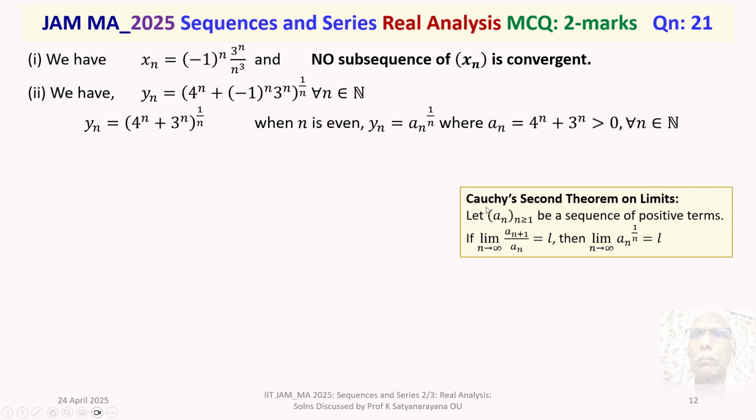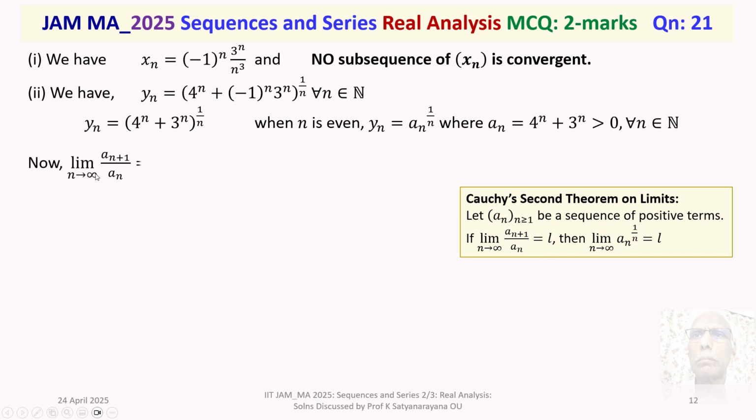For this, I remember Cauchy's second theorem on limits. This result says, let an be a sequence of positive terms. If the limit as n tends to infinity of a(n+1)/an is L, then the limit as n tends to infinity of an^(1/n) is also L. So we want the limit of an^(1/n). For that, we will compute the limit as n tends to infinity of a(n+1)/an.